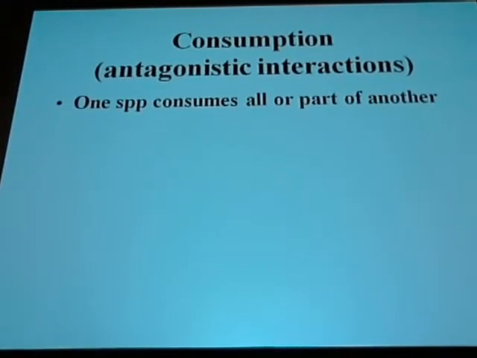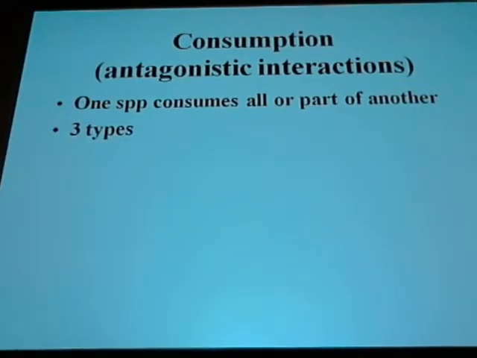All right, what about consumption? Or antagonistic interaction. Here, one species consumes all or part of another. So there's a clear breakdown of the fitness consequences. Consumer, winner, consumee, loser. Right?